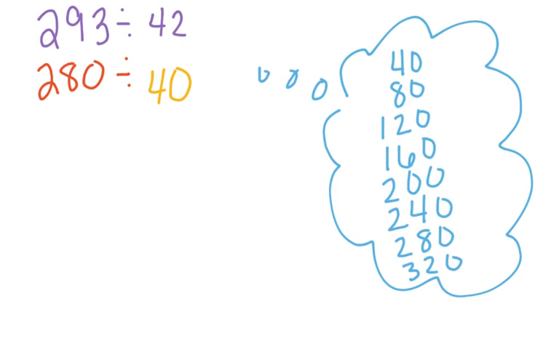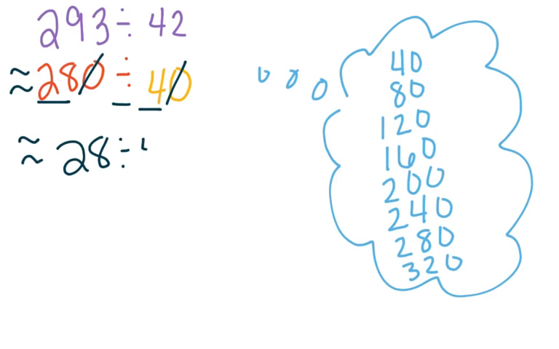When I start dividing, I see that I can do 10 divided by 10 and cancel my zeros. Now I have 28 divided by 4 remaining, and we know that equals 7. So again, our answer will be in the neighborhood of 7. Let's try one last problem.